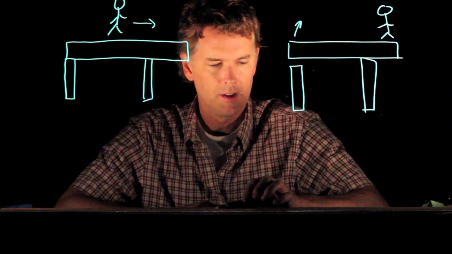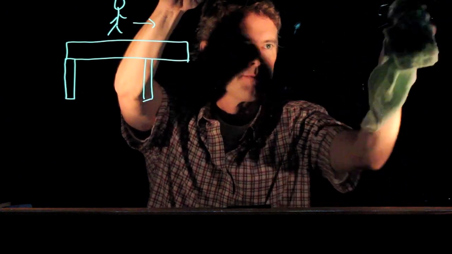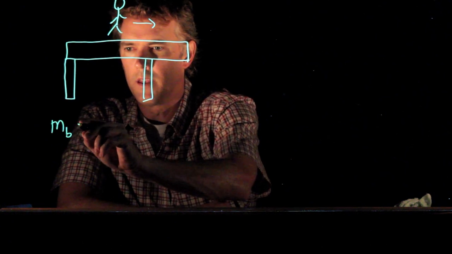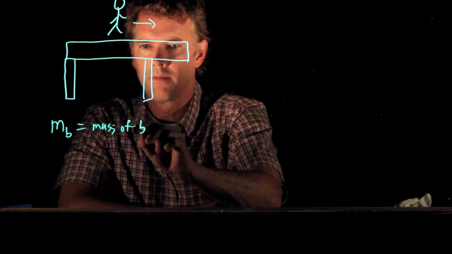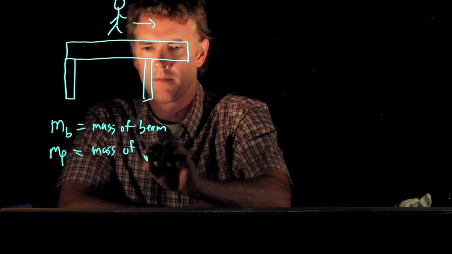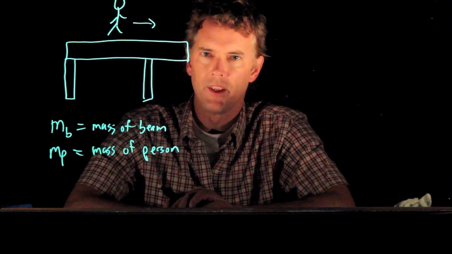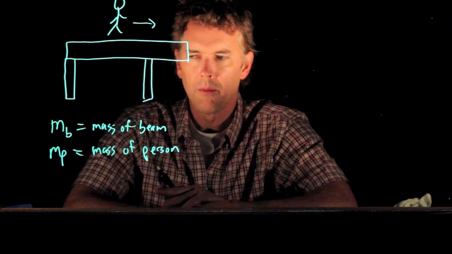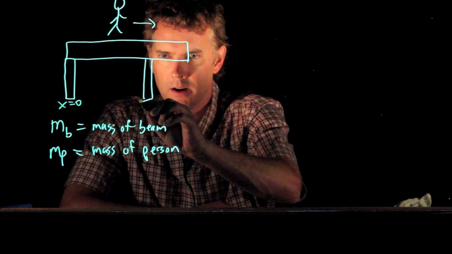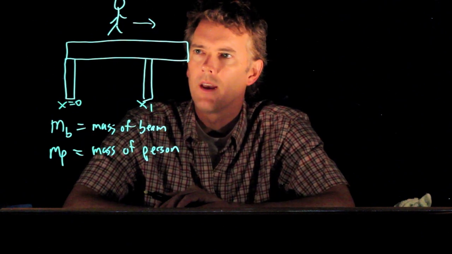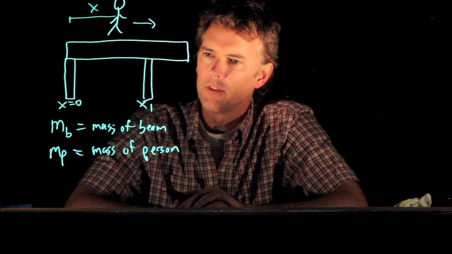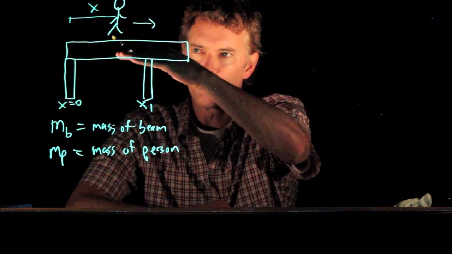So, to visualize this, let's give some parameters first off. Let's say that the mass of the beam is m sub b. The mass of the person is m sub p. And we'll give some distances. So let's let the left side of our beam be at x equals 0. We'll say that this position right here is x1. And this position of the person is x. So as x increases, eventually we'll get to a point of unstable equilibrium and the thing will tip.